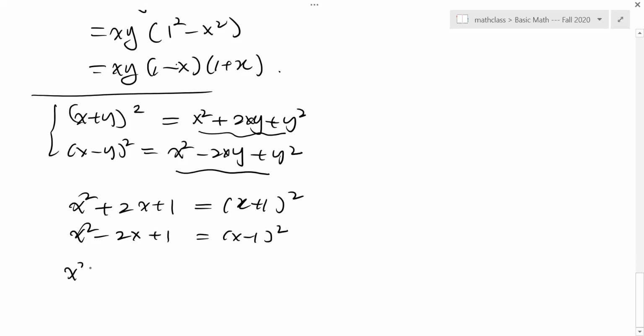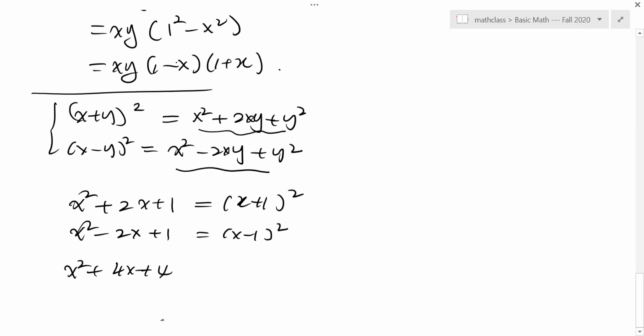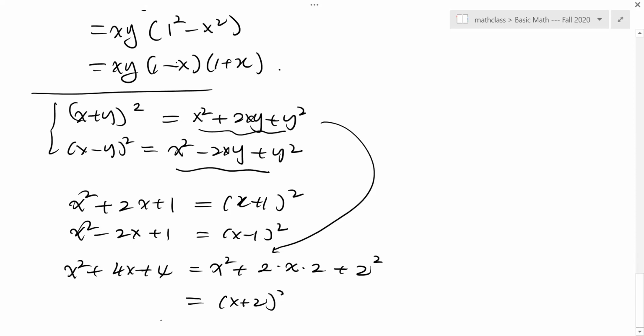How about x squared plus 4x plus 4? Well, I'm going to use this formula here. It's x squared plus 2 times x times 2 plus 2 squared. So y is 2, and it's x plus 2 squared.